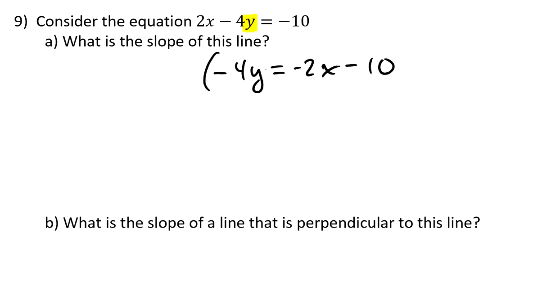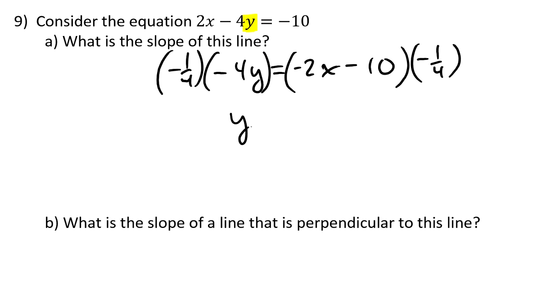Now I'm going to multiply both sides of this by, I'm going to push through the factor of negative 1/4 this time. Negative 1/4. When I do that over on the left-hand side, I end up getting just plain old y, right? Negative 1/4 times negative 4 is y. On the right-hand side, I end up getting a negative 2 over negative 4, which is positive 1/2 x, and then negative 10 times negative 1/4 would be negative 10 over negative 4, so positive 10/4, which is the same as 5/2. All right, 5/2. So this is this equation in slope-intercept form.